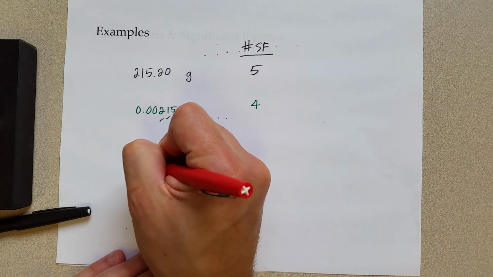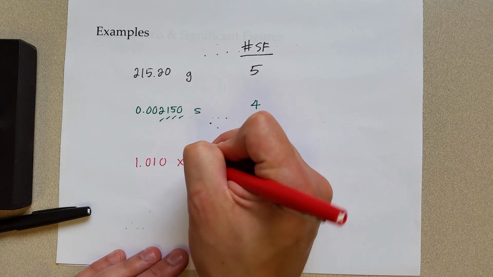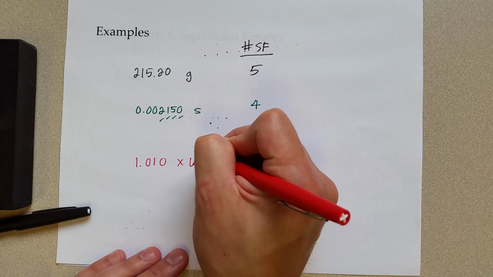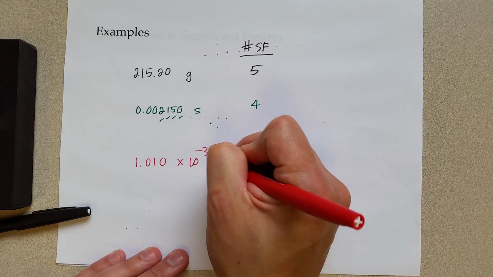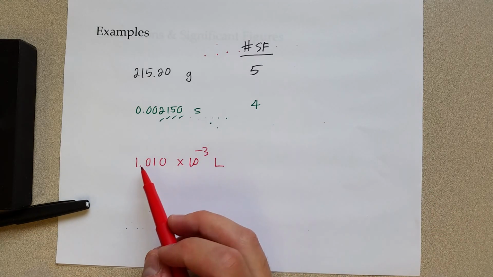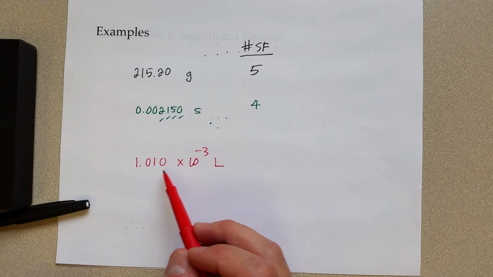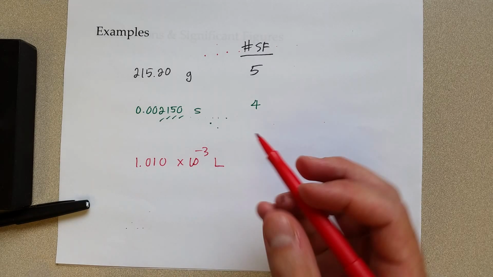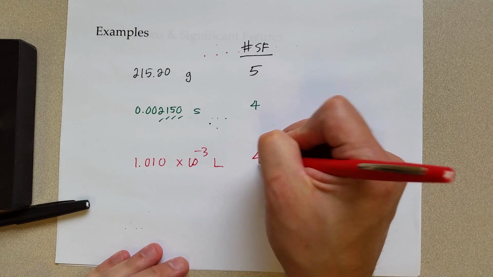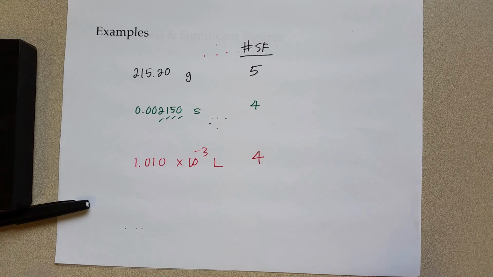What about 1.010 times 10 to the negative third liters? Okay, these numbers are all in scientific notation, so they are all significant. So this has 4 significant figures.